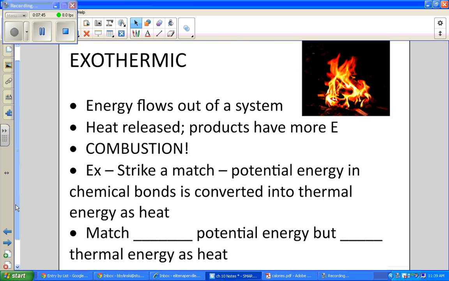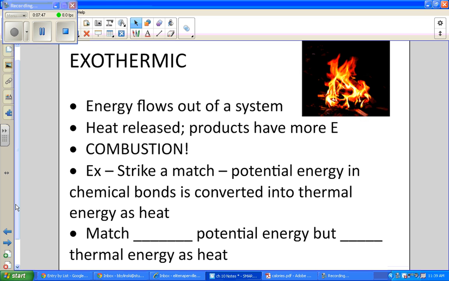Okay, now exothermic. These are the reactions that you like to do best in lab. This is where energy flows out of a system. Heat is released, and if you look at that picture, a good example is combustion or fire, right? So take a look at my example. If you strike a match, right, potential energy in the chemical bonds is converted to thermal, right? So potential to thermal. So my question is, before I tell you, as you strike the match, what happens to each type of energy? So what happens to potential? Does it go up or down as you strike it? And to thermal, as you strike it, does it go up or down? So I'll give you a chance to think about it before I tell you.